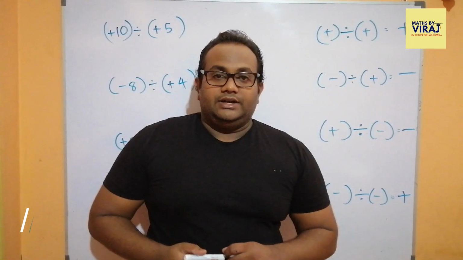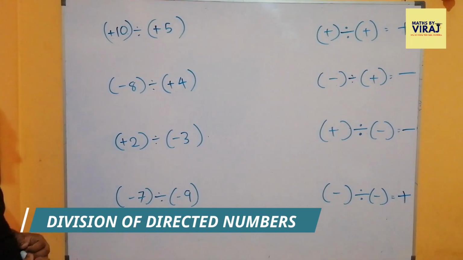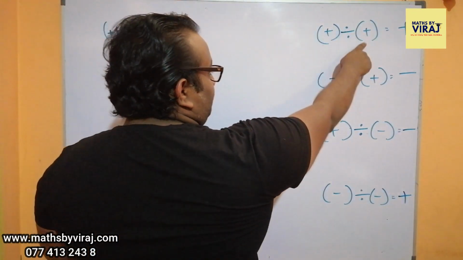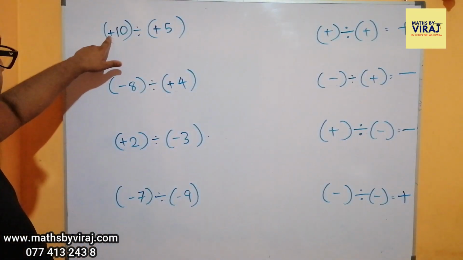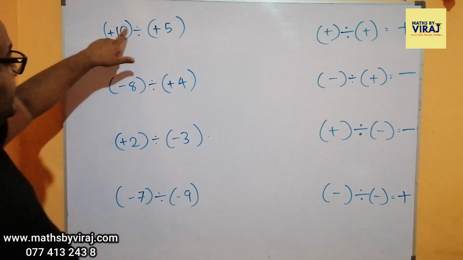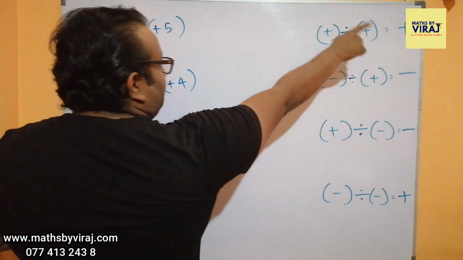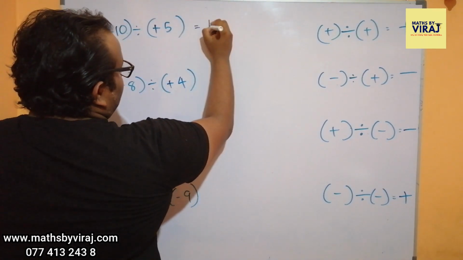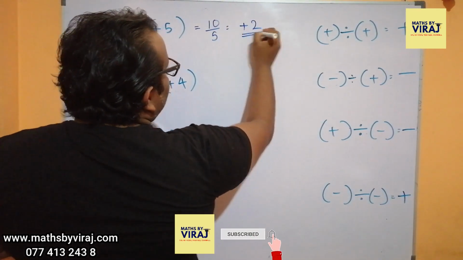Very easy. Division of directed numbers. Similar to multiplication, the answers are the same. When plus is divided by plus, the answer is plus. Now you see this, children, plus 10 is divided by plus 5. When plus is divided by plus, the answer is plus. Therefore, when 10 is divided by 5, the answer is plus 2.